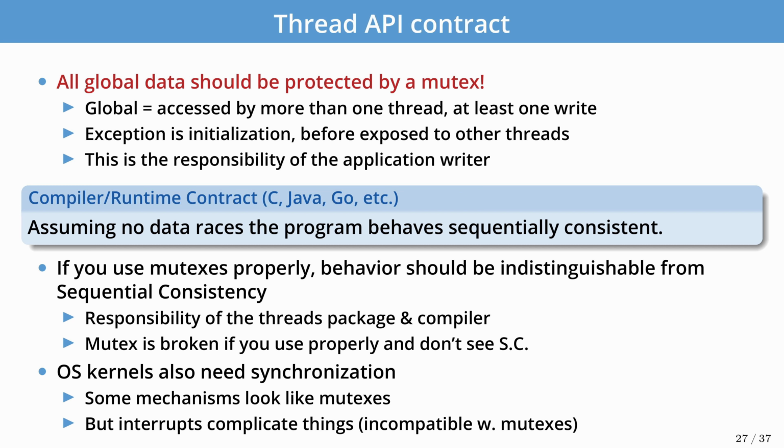If you use mutexes properly, then the behavior of your program should be indistinguishable from sequential consistency. Remember that the contract most compilers give you in C, Java, Go, and other languages is that assuming that there are no data races, then the program will behave as equivalent to a sequentially consistent execution of the program.